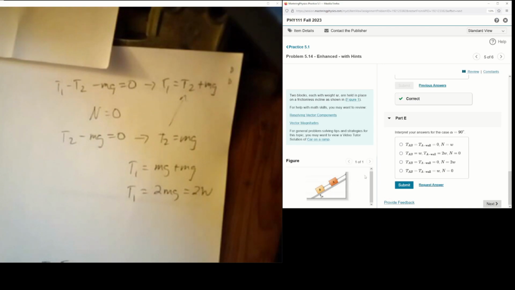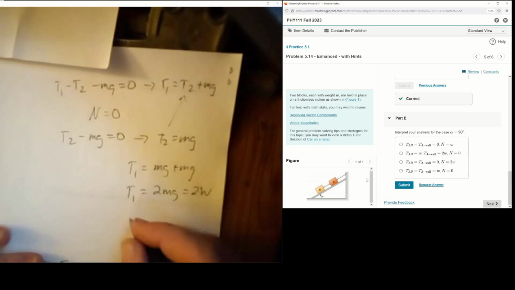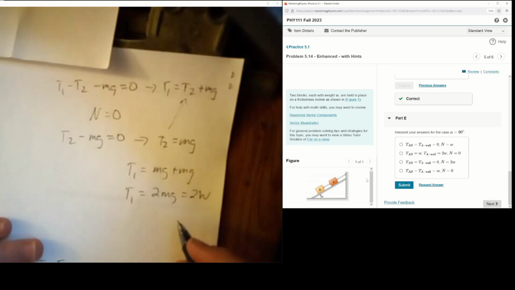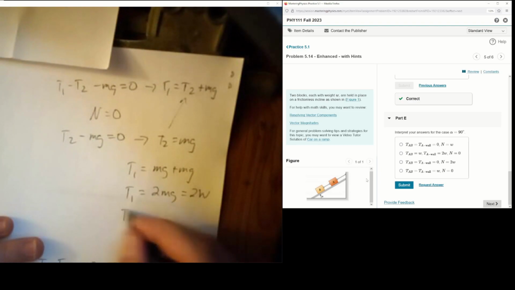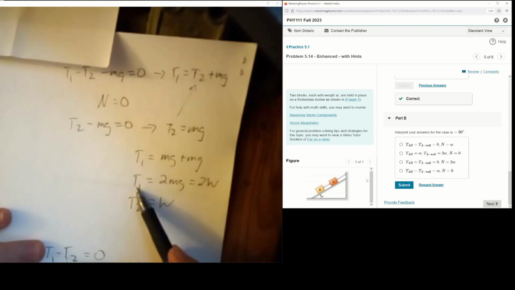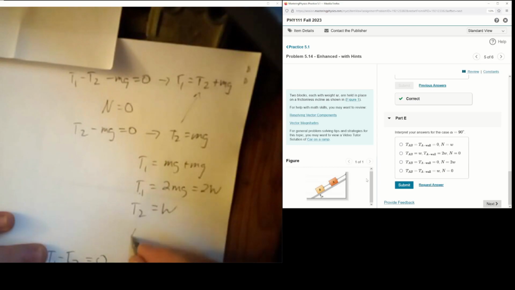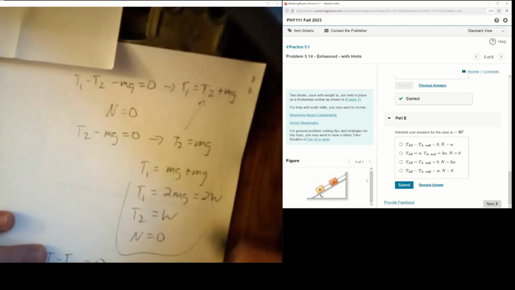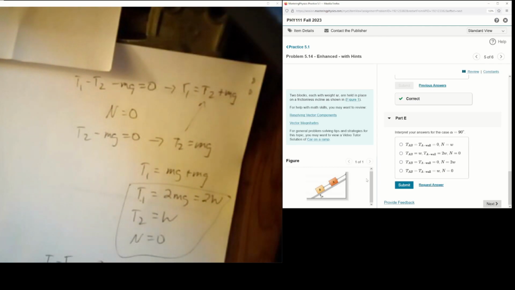So let's see. We also have, because I see that other stuff there, T2 is just equal to the weight. So we have T1 twice the weight, T2 the weight, normal force is 0. This is what we're going to be looking for.